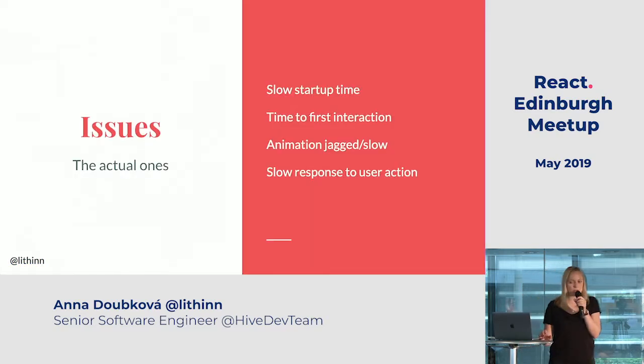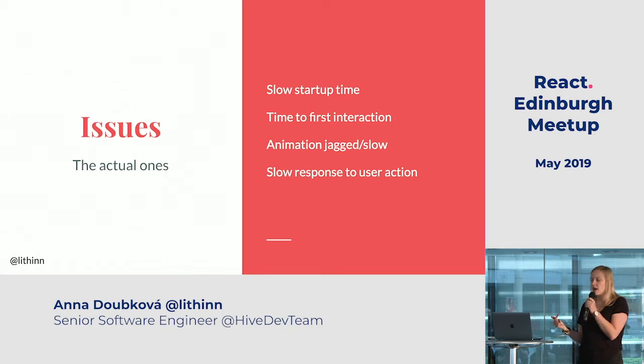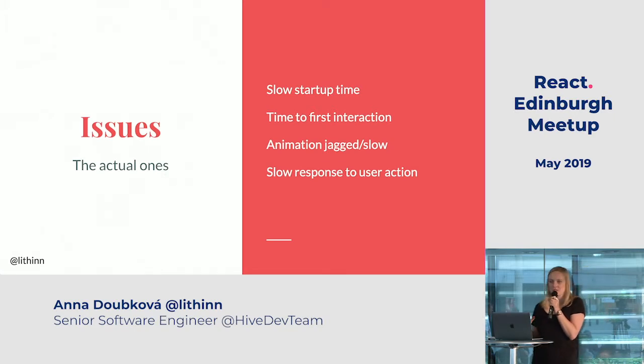So the actual issues that we faced in our app were slow startup time, and the time to first interaction that was even after navigating. Animations were sometimes quite slow or jagged, and at times we had really slow response time to the user, so a user would click a button and then it would take 5 seconds for anything to happen, which was really annoying because it looked like the app has just crashed. So we decided to look at that first because it looked really awful on old Android devices. The problem is you just don't know even where to start.